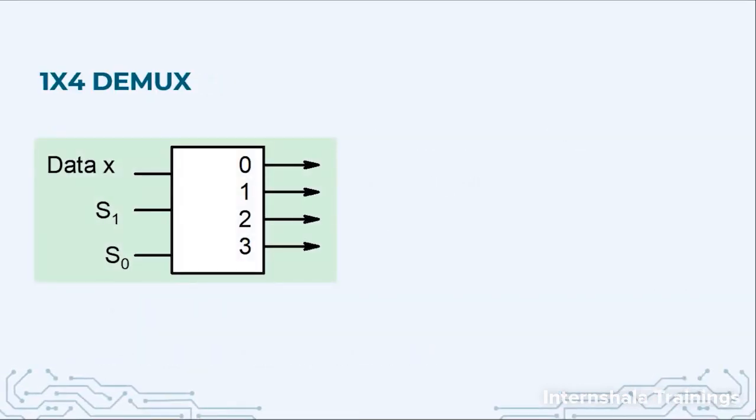Now, how to design it? This is the block diagram that we have. We have one input which is data, represented by x, and there are two select lines S1 and S0. If there are two select lines, that means I can have 4 output variables. Here y0, y1, y2 and y3 are represented by 0, 1, 2, 3.